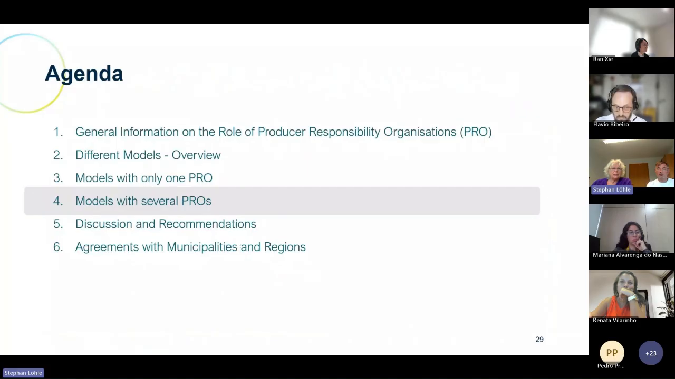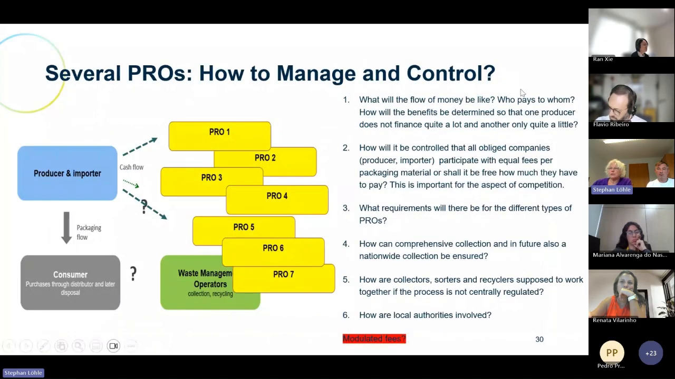And I want to give a fast overview, because the time is running again today, about what happens if there are several PROs. The first question is, as you can see here, they can choose. Will I pay to PRO 1 or 2 or 10, and what will the flow of money be like? Who pays to whom?